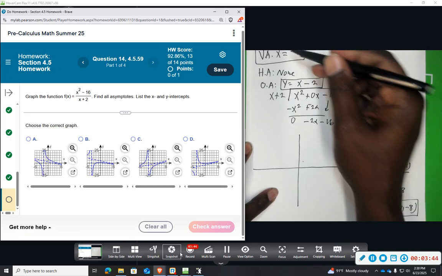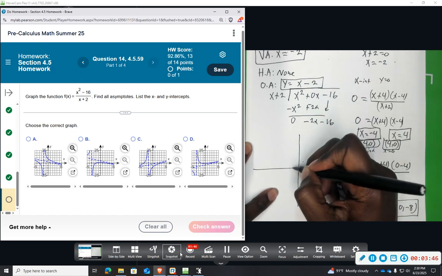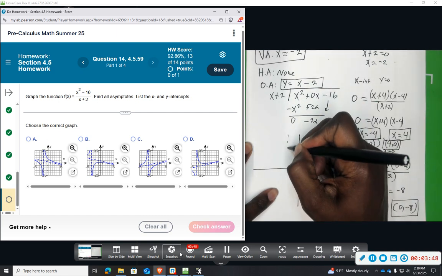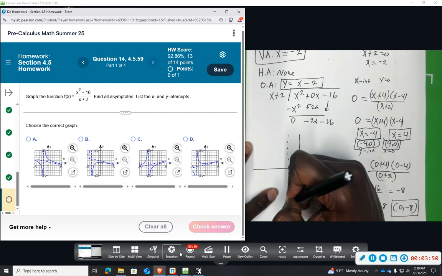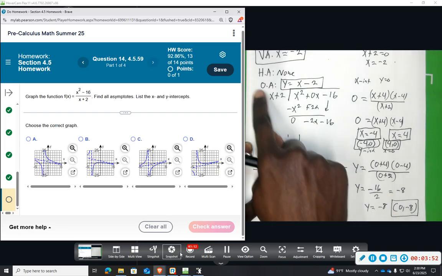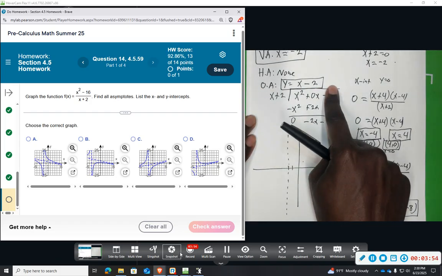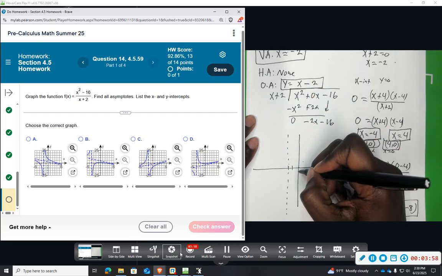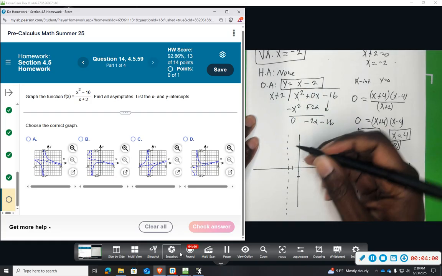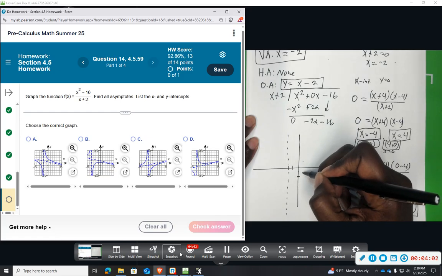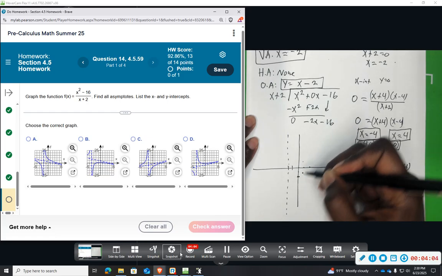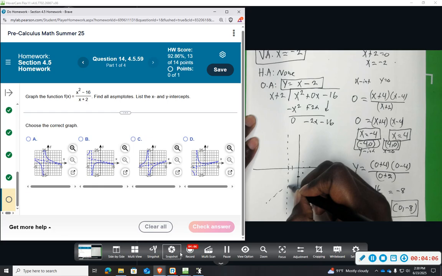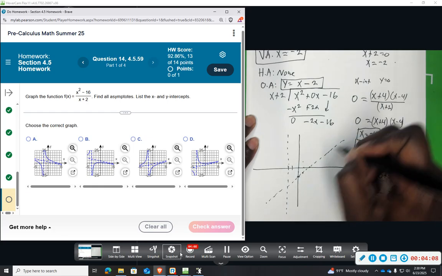Sketch the graph. Vertical asymptote, x equals negative 2, 1, 2. Slant asymptote or oblique asymptote, x minus 2. So I'm going to start here, go down 2, 1, 2. And then our slope is up 1, right 1, up 1, right 1. And so we'd have a dotted line going that direction.